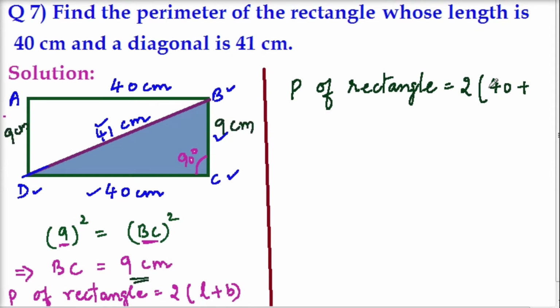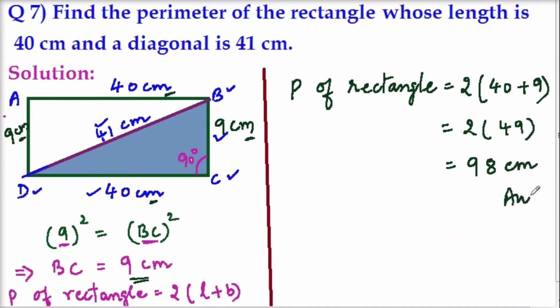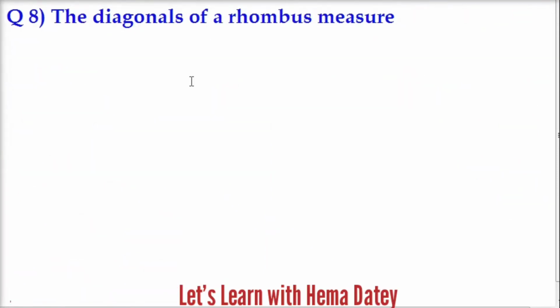So we can write perimeter equals 2 times 40 plus 9, which is 49, and 2 times 49 is equal to 98. So 98 centimeters. We will use the unit centimeters. So 98 centimeters is the perimeter of this rectangle. This is our answer. Let's do the last question.